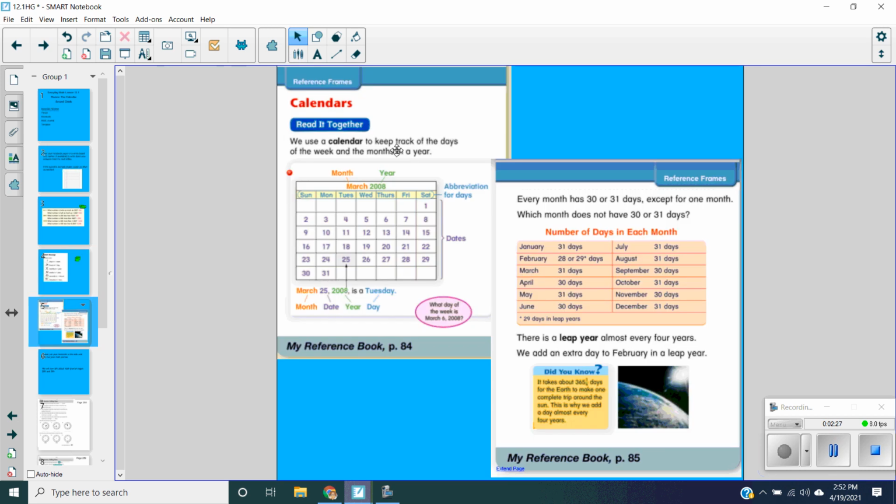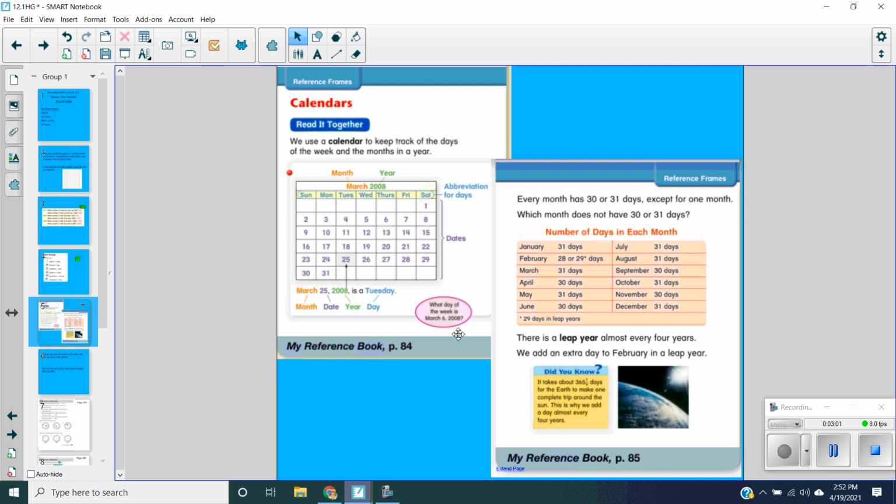We use a calendar to keep track of the days of the week and the months of the year. Here's an example of a calendar that's showing the month of March and the year 2008. We abbreviate our days of the week: Sunday, Monday, Tuesday, Wednesday, Thursday, Friday, Saturday. You can see that they left off the day for each of those. Then you can see the dates on our calendar. It's pointing to the 25th, which the date is March 25th, 2008, and that is on a Tuesday.